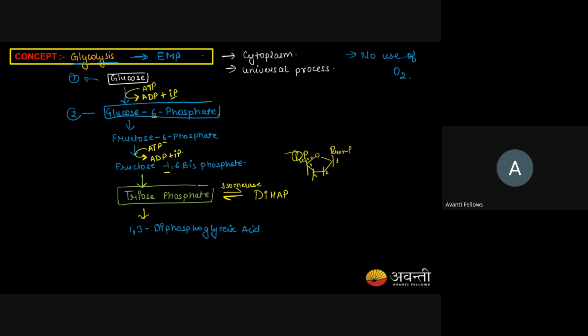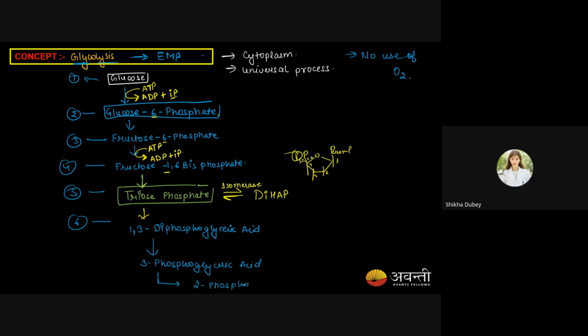So this was our first step. This is our second step. This is third. This one is fourth. This one is fifth. This one is the sixth step. Then 1,3-diphosphoglyceric acid will get converted into which? 3-phosphoglycerate, or 3-phosphoglyceric acid. We can also call it glycerate. Then 3-phosphoglyceric acid will get converted into 2-phosphoglycerate. I'm writing it here, glyceric acid.